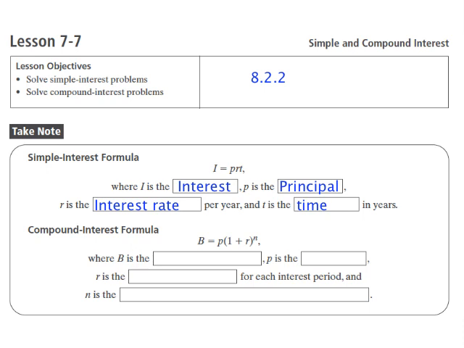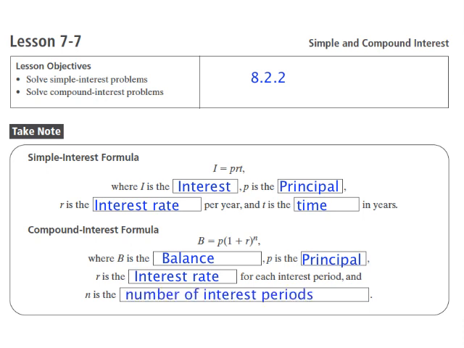Now the compound interest formula is B equals P times the quantity 1 plus R to the nth power. B is the balance. That's how much is going to be in your account. The P is still the principal. That's how much you invest or how much you borrow. The R is the interest rate that you're earning for each period. And the N stands for the number of interest periods.